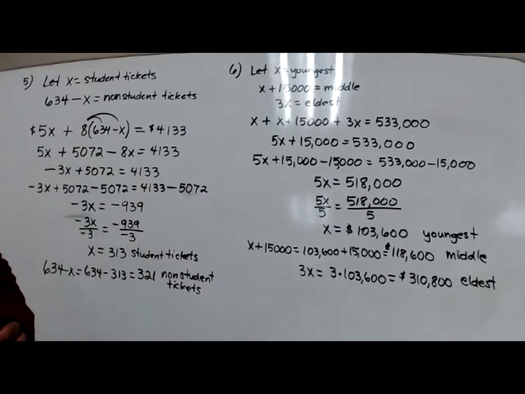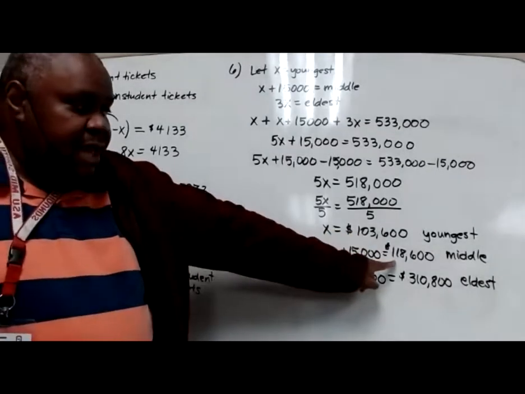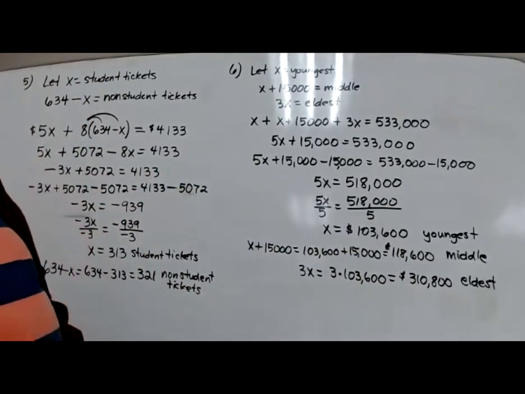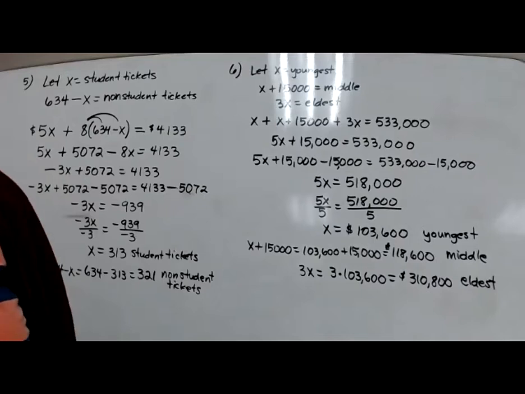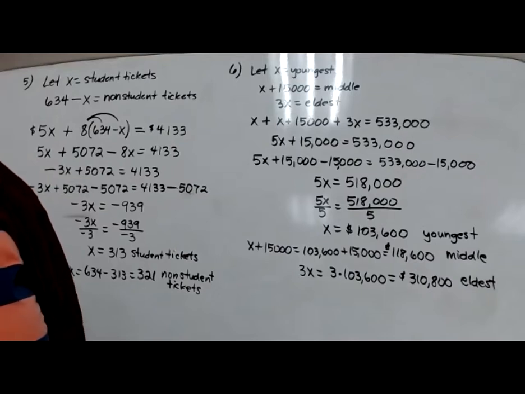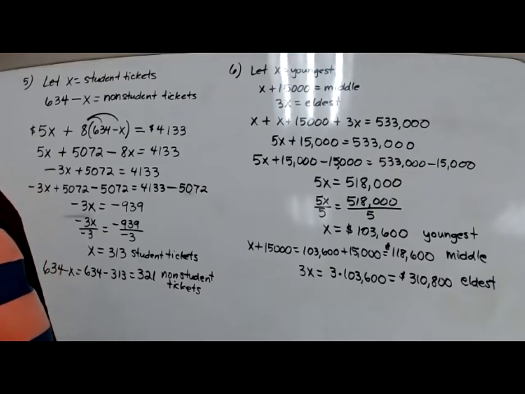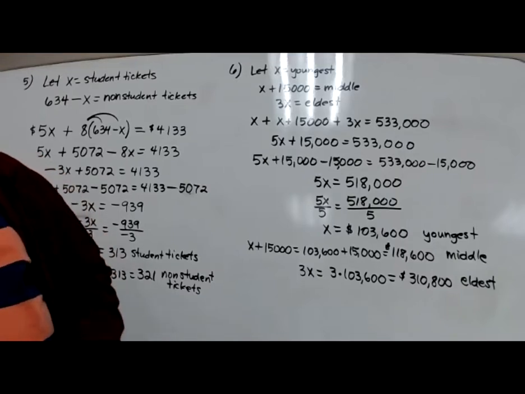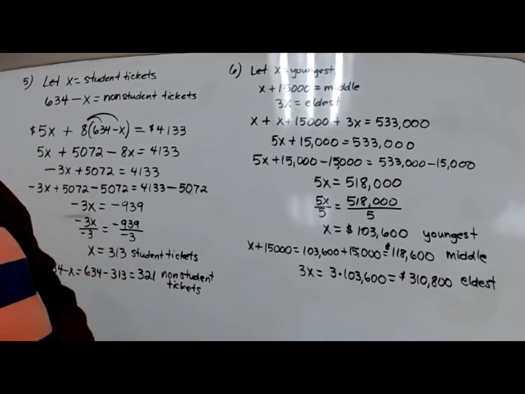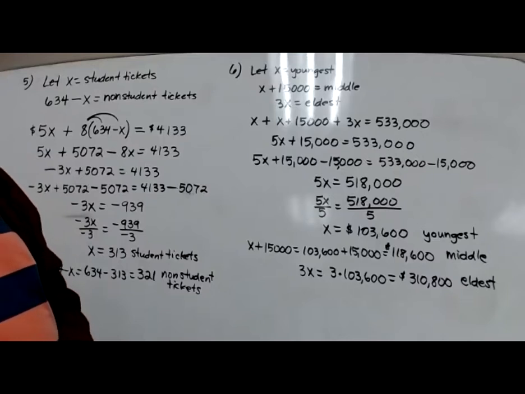Now, of course, you can check to see if that answer makes sense. Well, if we add the amount that the youngest, the middle, and the eldest has received, we should get a total of 533,000. So if you add 103,600 to 118,600 to 310,800, the final amount of the estate should be $533,000. Okay. All right, any questions on example 6? Okay.